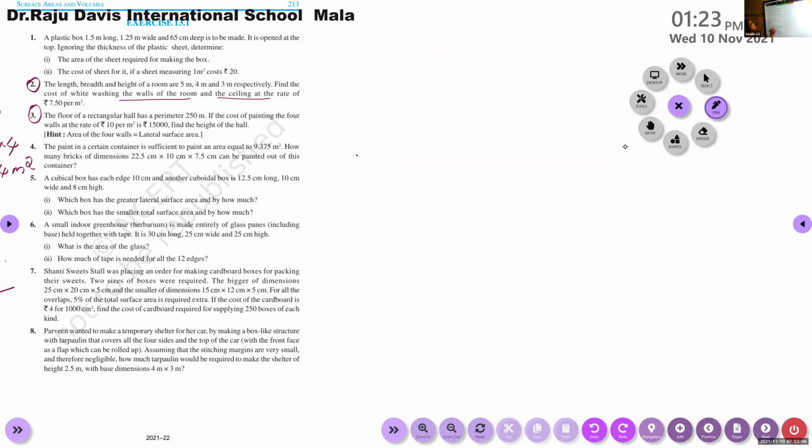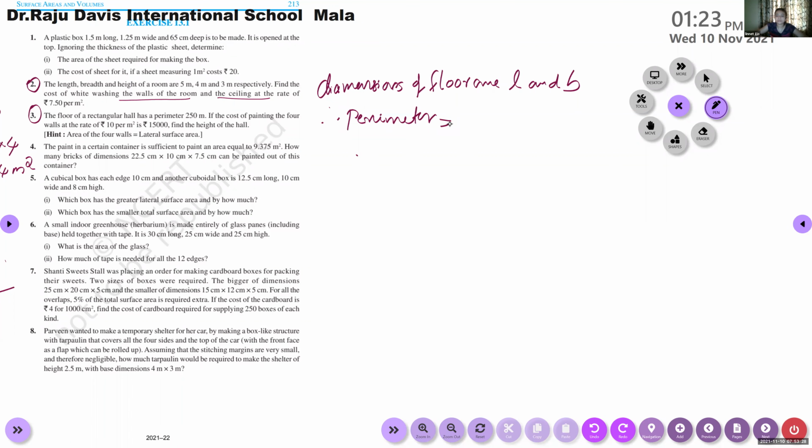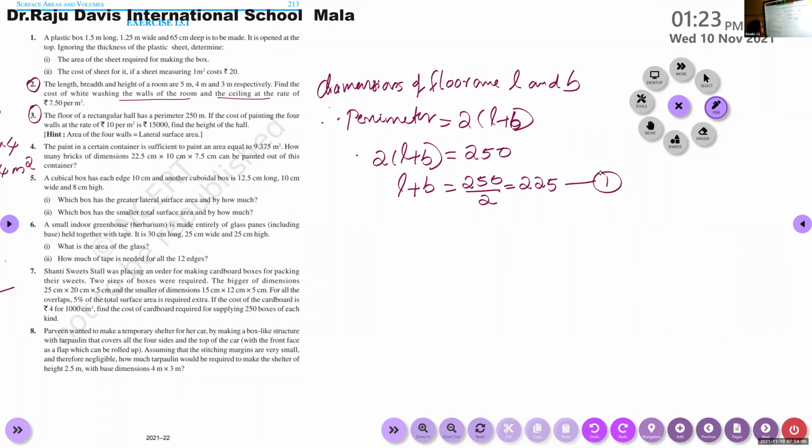And what is the perimeter formula? Dimensions of floor are L and B. Therefore, perimeter formula is 2 into L plus B. Yes, correct. Given that 2 into L plus B is equal to 250. So L plus B is what? 125. L plus B is 125.